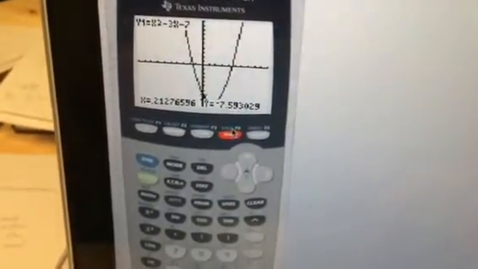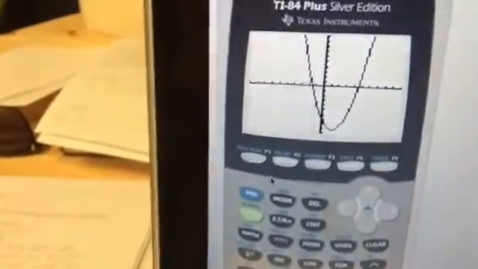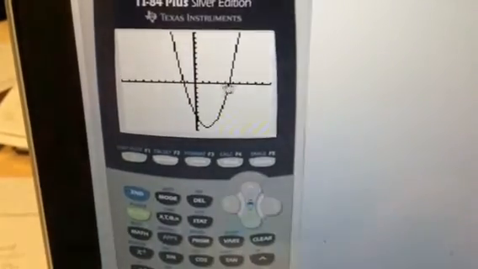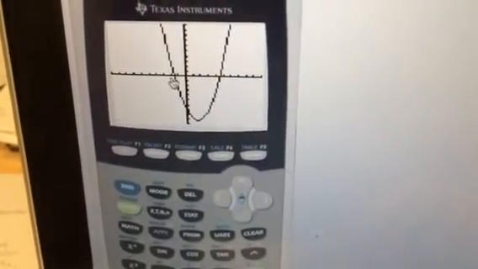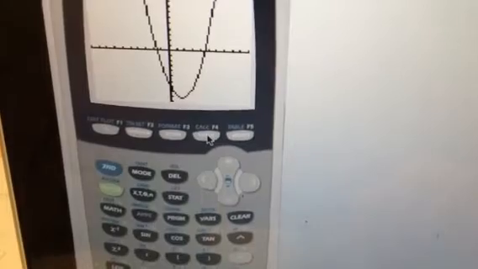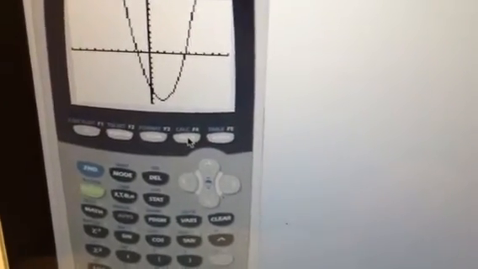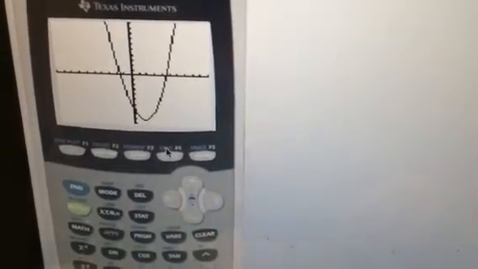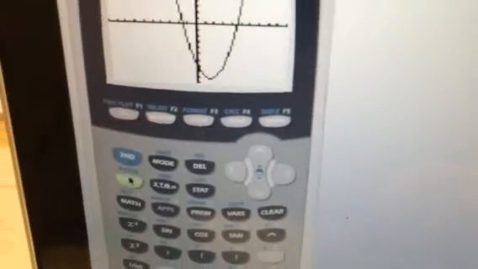Oh, sorry, wrong button. Zoom 6. And that'll give you a more standard view, a 10 by 10 graph. So we want to find these 2 points, the zeros. Now, I could use the trace function on the calculator, but I don't usually trust the trace function. It's not always accurate. So what I want to use is under the calculation function, this blue calc, I want to use the 0 function.